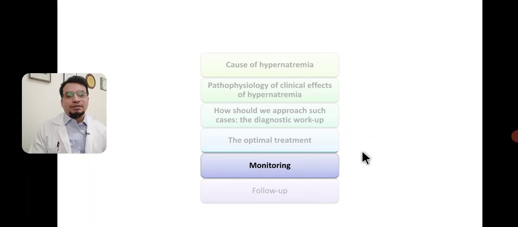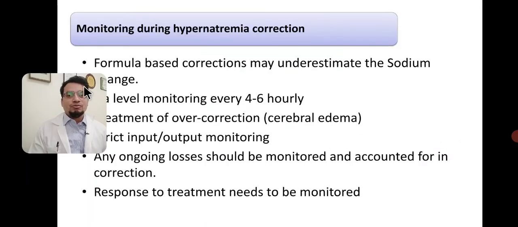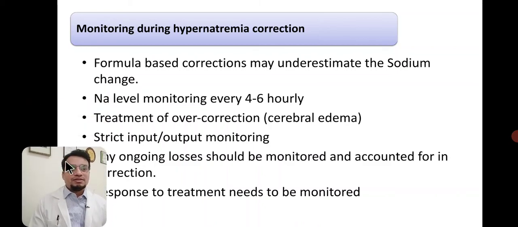While treatment is going on, you should be able to monitor such a case. The formula-based correction may underestimate the sodium change. Sodium levels should be monitored every 4 to 6 hours. Treatment of overcorrection should be done. Strict input and output monitoring should be performed. Any ongoing losses should always be monitored and corrected for. Response to treatment should be monitored clinically, looking at the patient.